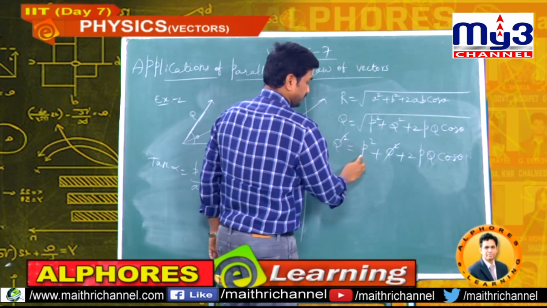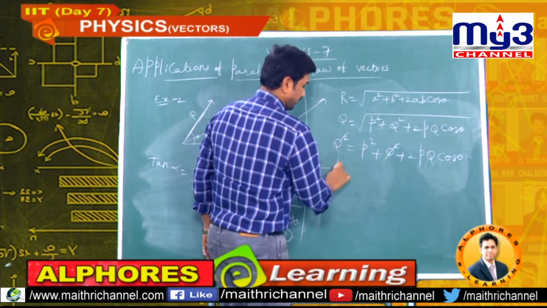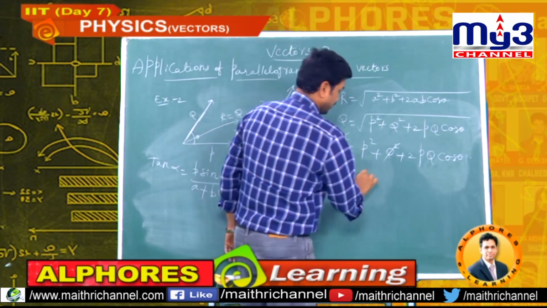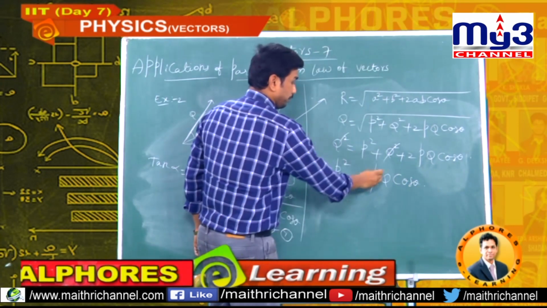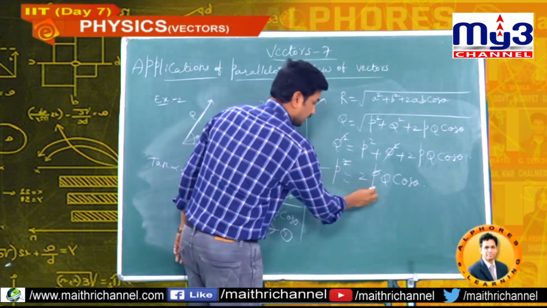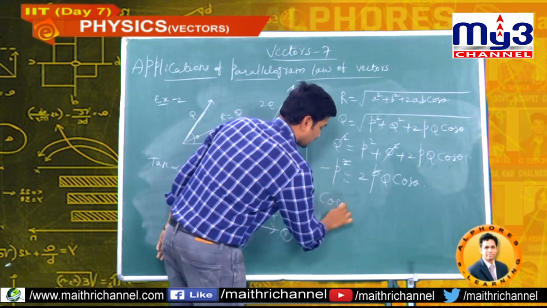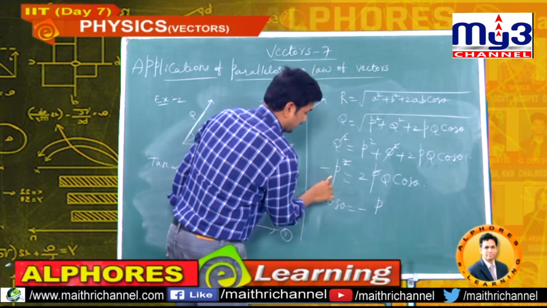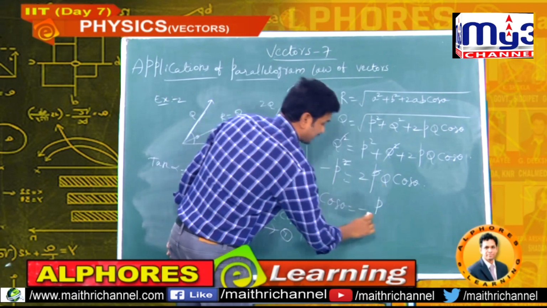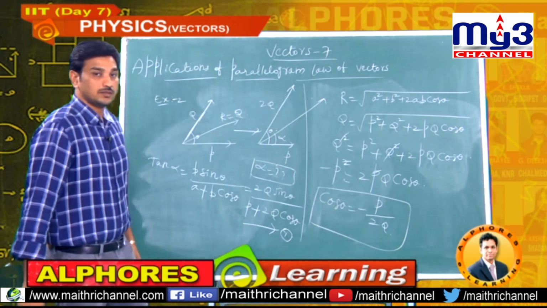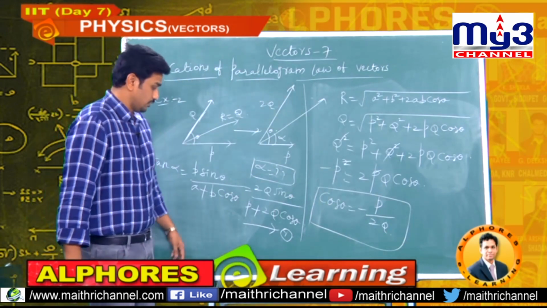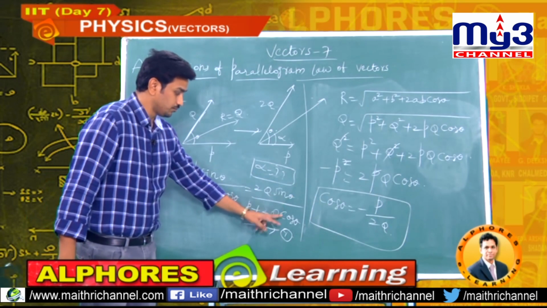Now here, can I take P square to this side? Minus P square, equals 2PQ cos theta. P cancelled out. Now the remaining is 2Q cos theta, equal to minus P, so I will take 2Q to the left side. Now what is the value of cos theta? Minus P by 2Q.